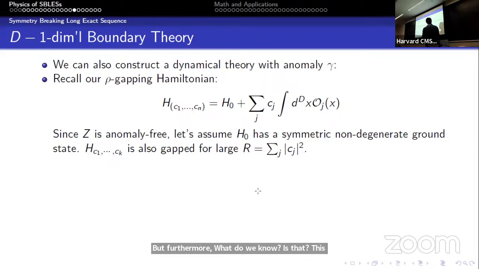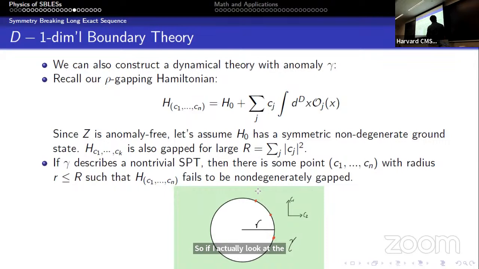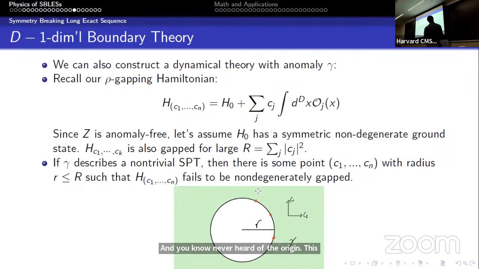It means that this is also gapped for large enough radius, right? So if I actually look at the phase diagram, here's kind of what it looks like. So let's say C1 and C2, then at the origin and in the neighborhood of the origin, this theory is just going to be non-degenerate gapped, right? Because being gapped is generic. But we're also assuming outside of a large enough sphere, this theory is also gapped. That's our row gap, right?